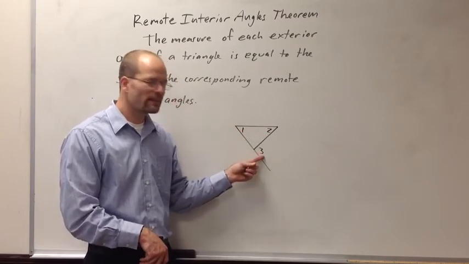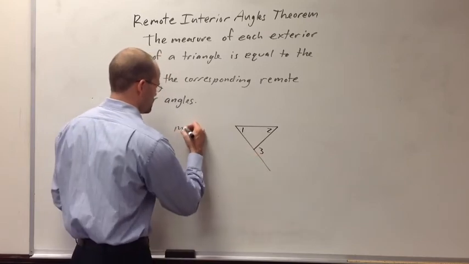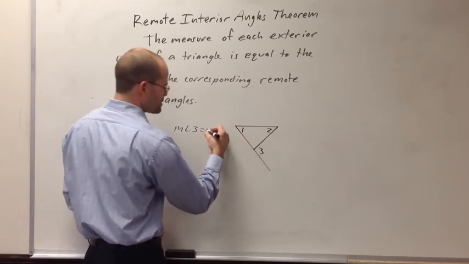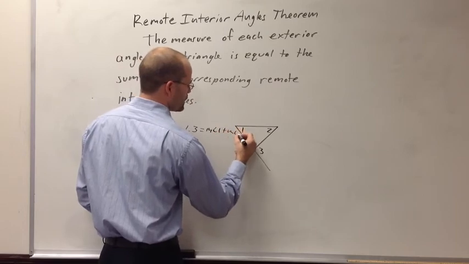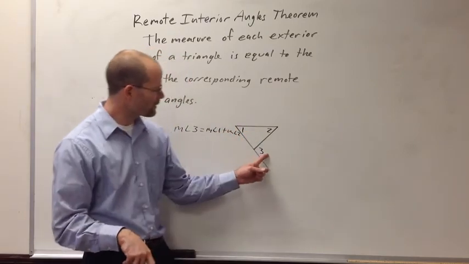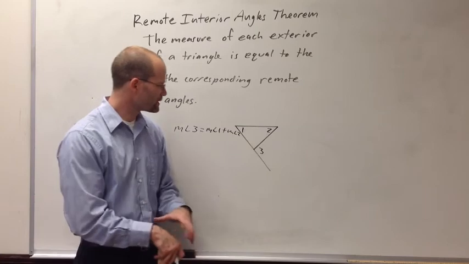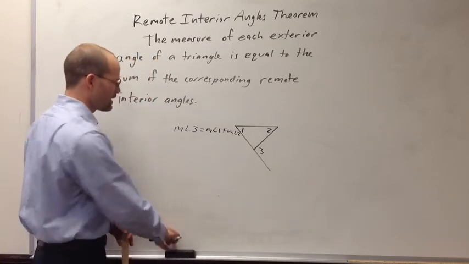It means that the measure of angle 3 must be equal to the measure of angle 1 plus the measure of angle 2. The measure of angle 3 is equal to the measure of angle 1 plus the measure of angle 2. Let's just do a proof, make sure that that holds up.